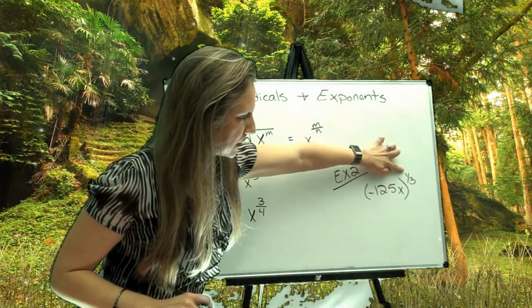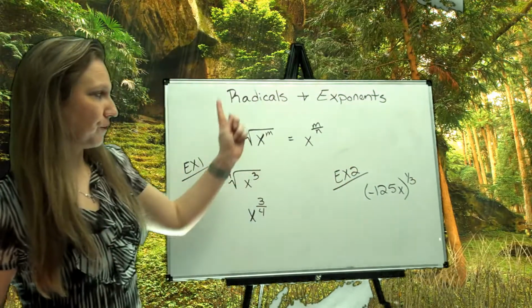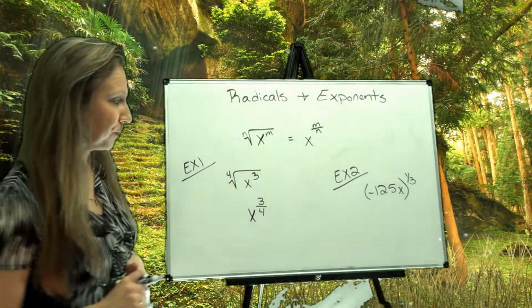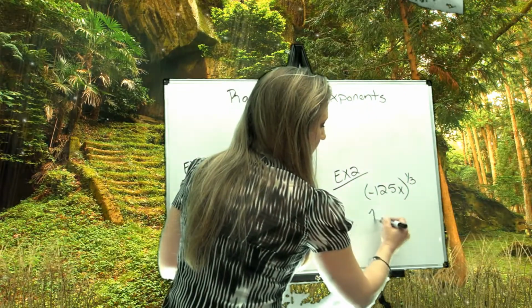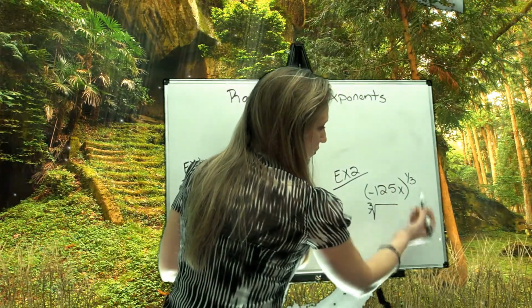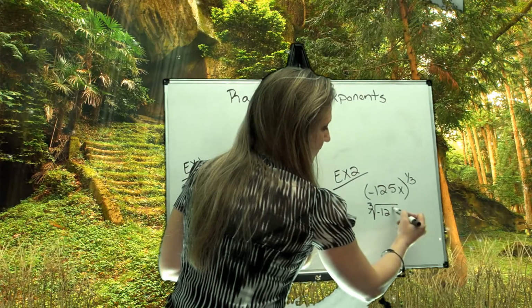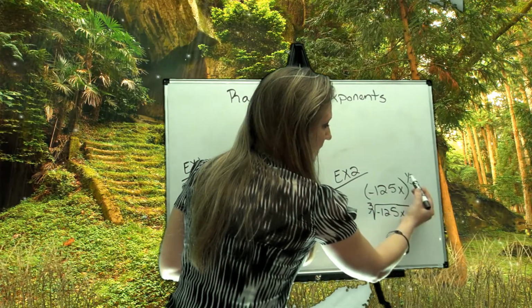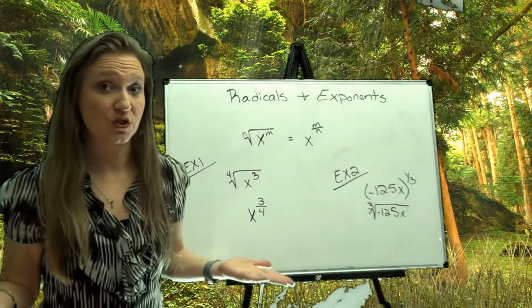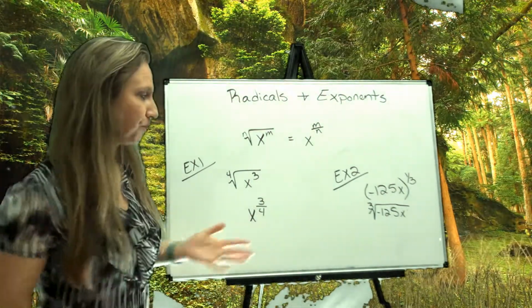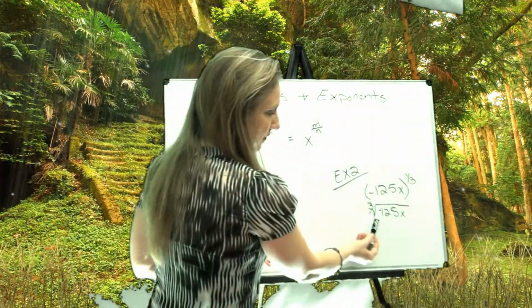This time I'm in exponential form, and I want to convert it into radical form. So I'm going to take, the 3 is the root. I'm going to do the cube root of negative 125x. Since 1 is my exponent, I don't really need to write it because anything to the first power is just that number. So now let's see if we can simplify it.